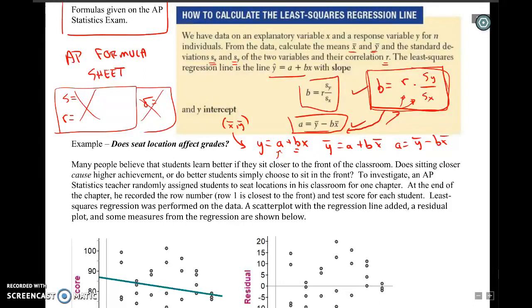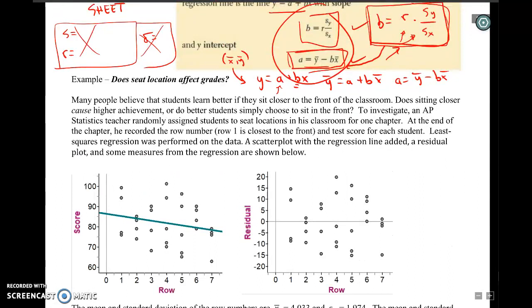Okay, this one I didn't really prove. This one I kind of talked about with the slopes. But if you have this information, you can find the least squares regression line. That's kind of like the third way to find the least squares regression line.